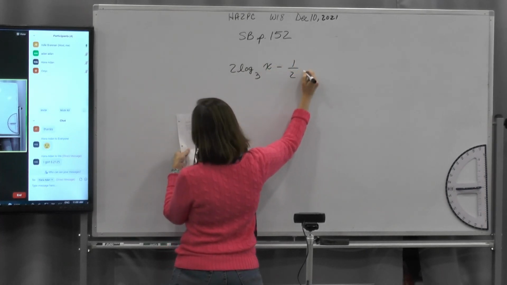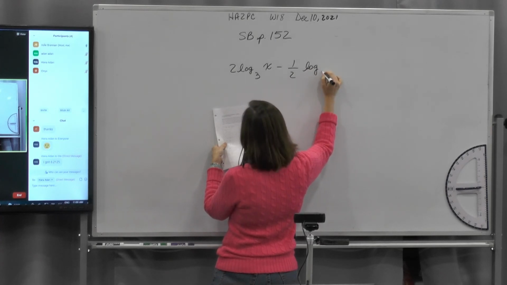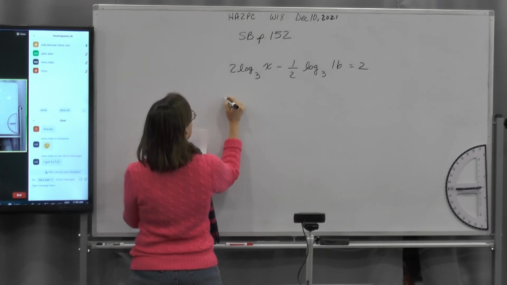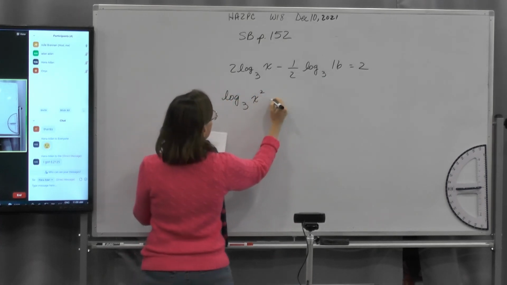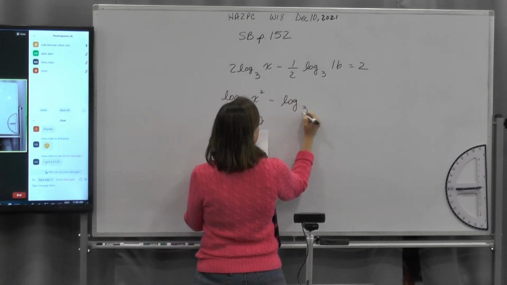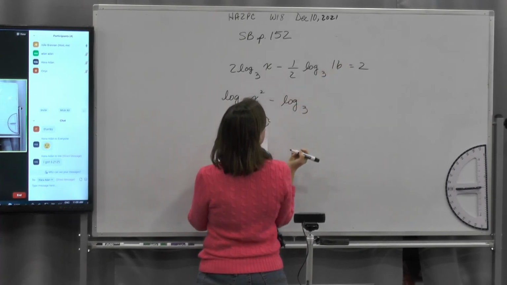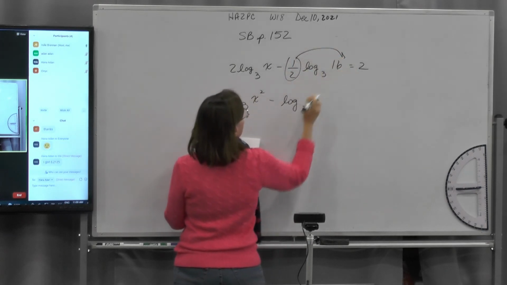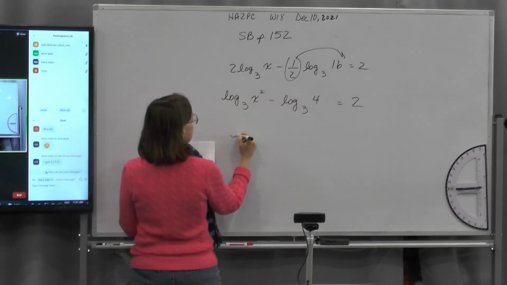2 log 3x minus 1/2 log 16 equals 2. Bring those over. They're both log base 3, so I've got log 3x squared minus log 3. When I do x to the 1/2, that's just going to be 4. So when I take this over here, I just get the square root of 16, which is 4. So that cleaned up rather nicely.